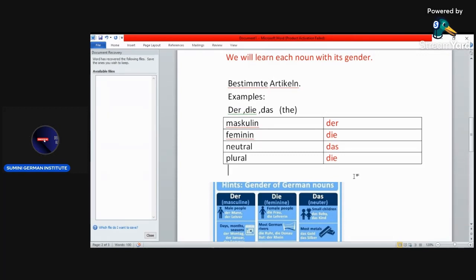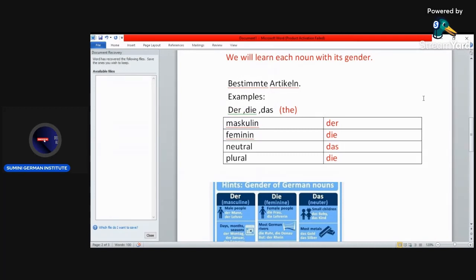The genders are three: masculine, feminine, and neutral. And since every noun has a plural, in German the plural is represented by die. All of these, der, die, and das, all of them mean the. The article in English is the. Der, the. Die, the. Das, the. And the plural die, the.